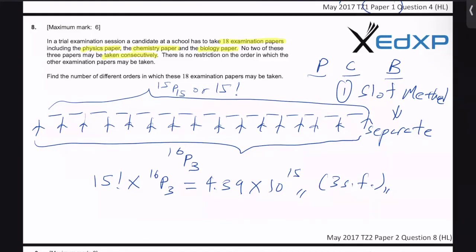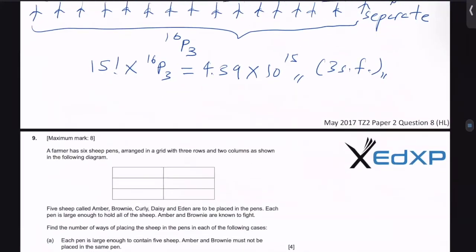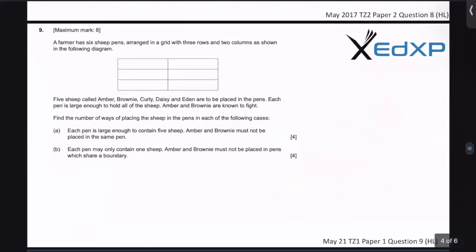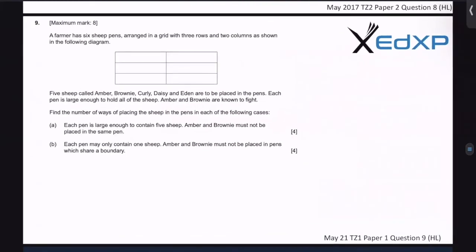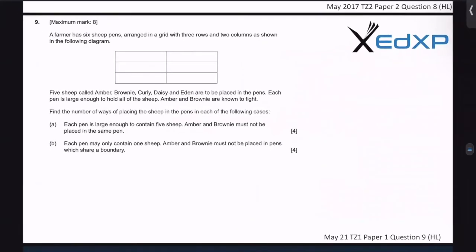Okay, I'll move on to our third example from past papers. This question actually came out in a very recent May 2021, Time Zone 1, Paper 1, Question 9. Okay, and this is an 8-mark question, quite a lot for PNC. So let's have a look at this question.